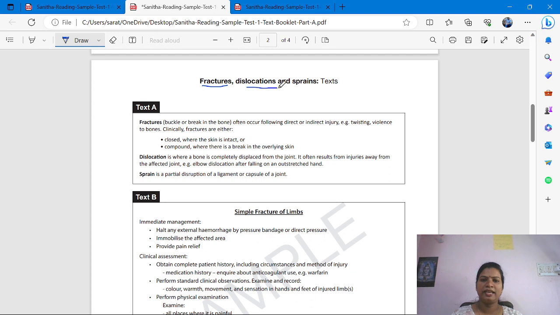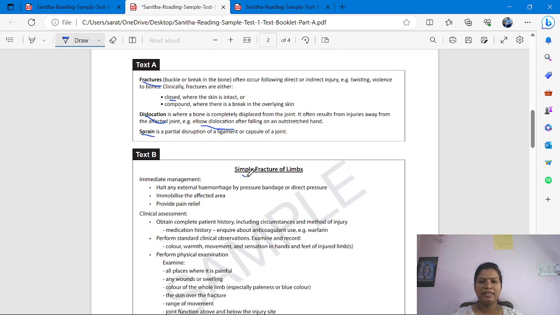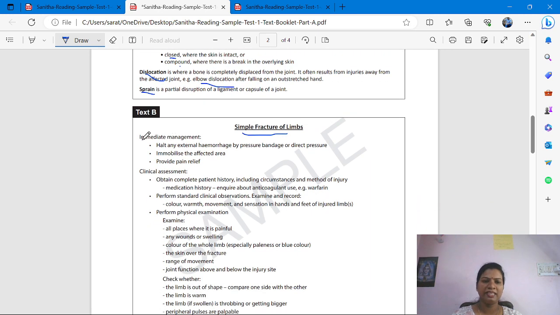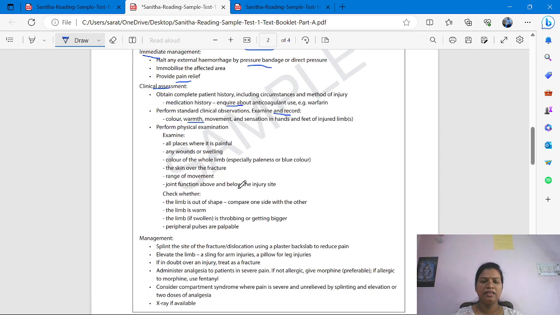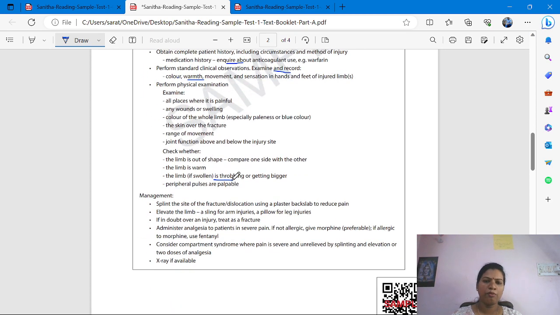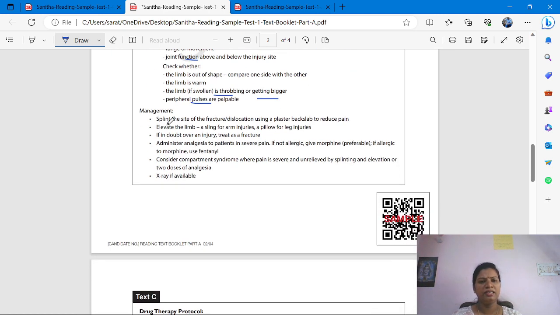Fractures, dislocation and sprains. Here also fractures. This is fast reading. Dislocation, sprains, what is a sprain, elbow dislocation. Just underline these words. Again, underline the subtext: simple fracture, limbs, immediate management, provide pain relief, pressure bandage, clinical assessment, what the medical condition is, and examine and record color, warmth. Just underline what you feel is important: throbbing, getting bigger, peripheral pulses are palpable, joint function. Okay, just make an underline.